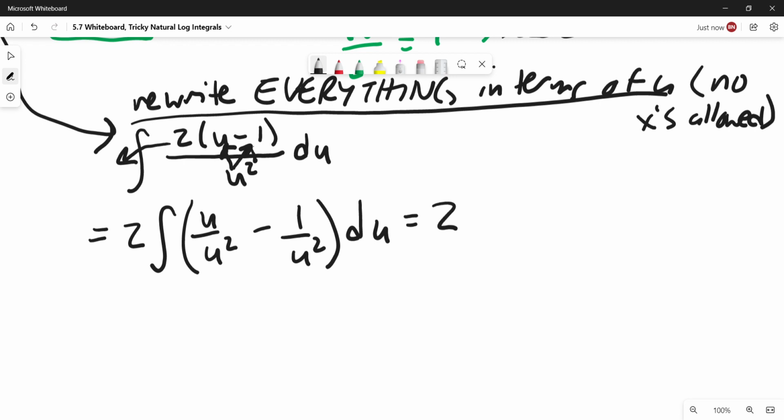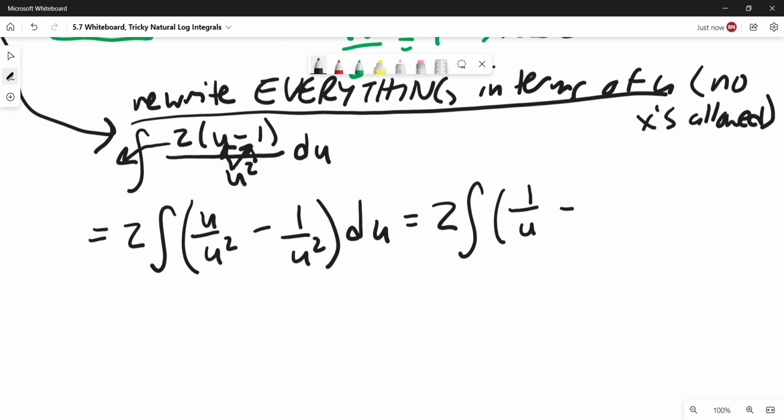which equals 2 times, and this is where you, if you want to split it up into 2 integrals, you can. It doesn't really matter. I'm just going to rewrite it like this. Again, very important: please write these parentheses. If you have 2 terms, you need the parentheses because both of them are multiplied by the du. If you don't have the parentheses there, technically it's wrong. So u over u squared is just 1 over u, minus 1 over u squared.